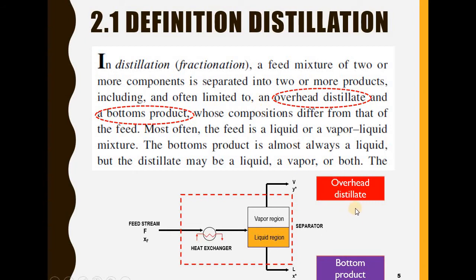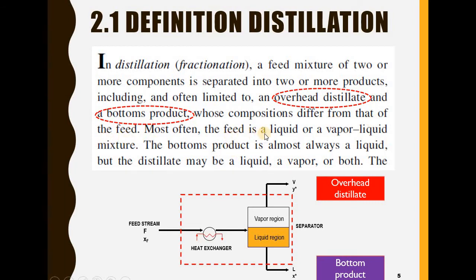The compositions of the bottom and overhead products differ from the feed, because the overhead distillate and bottom product have components which are not similar to the feed. For example, if we have 100 kg of components A and B, those 2 products will never each have 100 kg of components A and B. So that is what it means for the composition to differ from that of the feed.